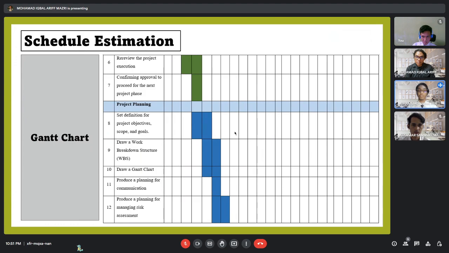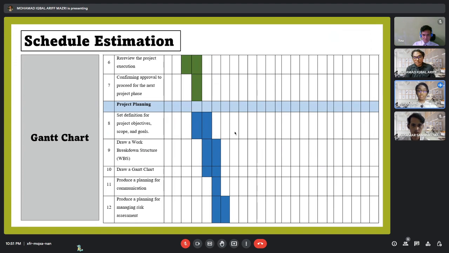Continuing from the previous Gantt chart, we are going to review the project execution, confirming approval to proceed for the next project phase. Now we are going to continue with the project planning. The project planning starts at the end of the 5th day before starting May until before starting June. In project planning, we need to set the definition for project objectives, scope, and goals. We draw a work breakdown structure.